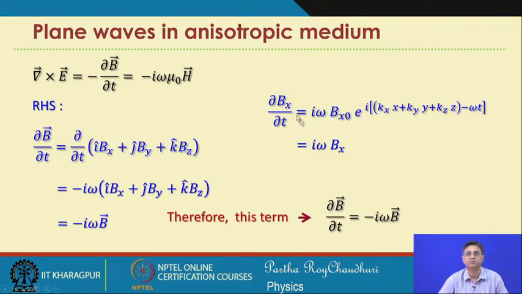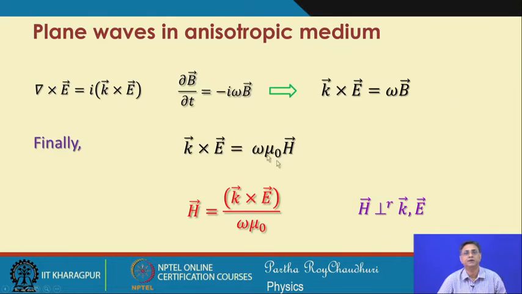Therefore, this is for the x component. For the y component, del B y del t will give you i omega B y, and del B z del t will give you i omega B z. So, therefore, this term, that is the right hand side del B del t, will give you simply minus i omega B. So, we have the left hand side as well as the right hand side.